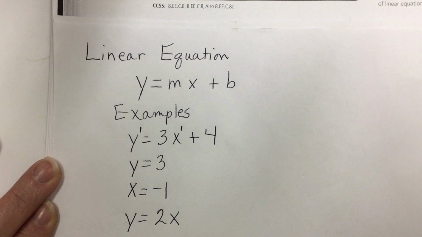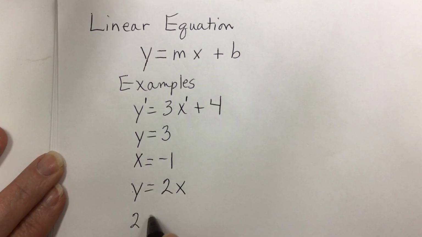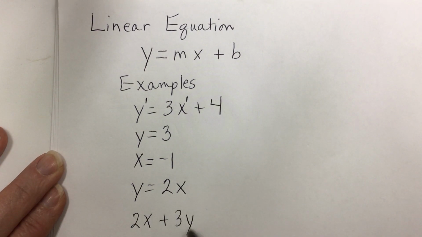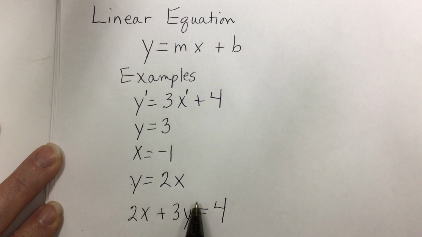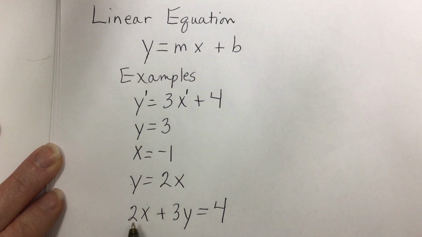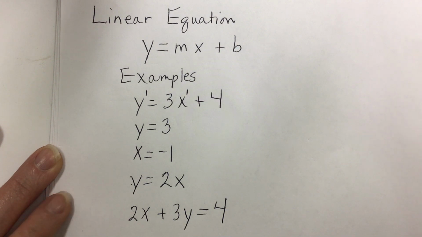They can be written in different forms. I could have a linear equation in this form, 2x plus 3y equals 4. That's also a linear equation. You have both an x and a y, both to the first power, and I actually could solve this linear equation for y. I could solve it for a y equals mx plus b form. So these are examples of linear equations.